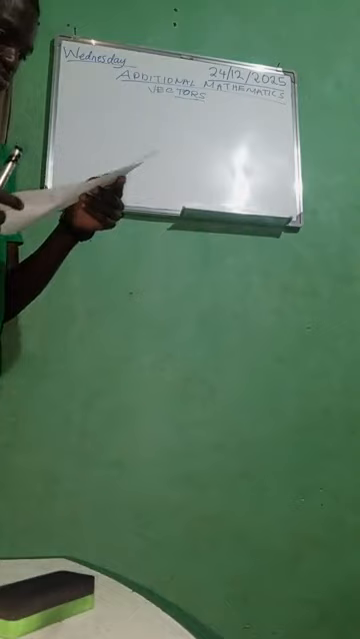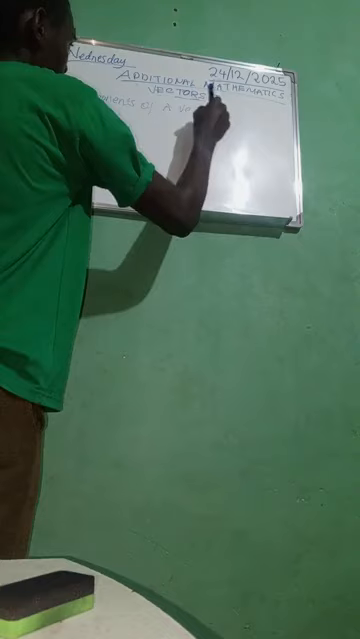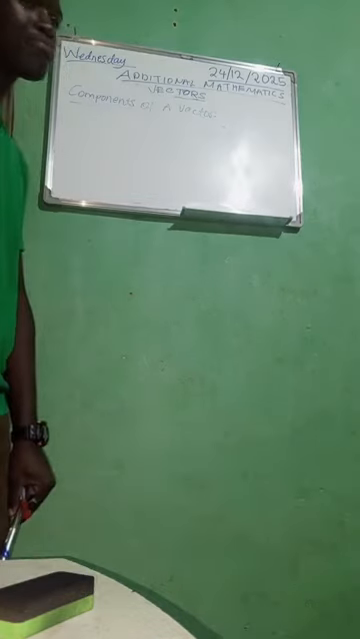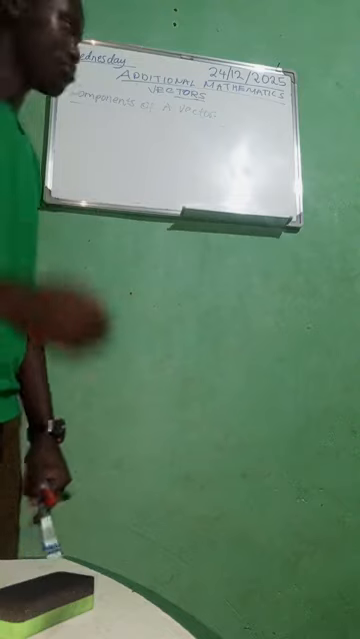Continuing on additional mathematics, vectors. From where we ended, we are now going to continue from components of a vector. So, components of a vector. Here under components of a vector, what are we trying to say? We have a certain vector.